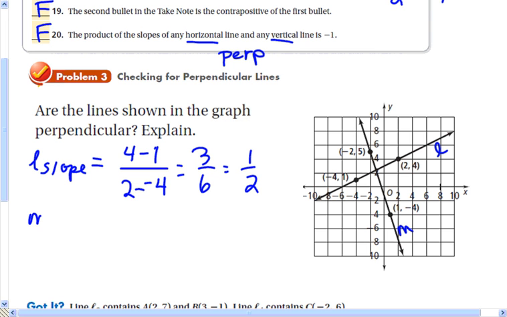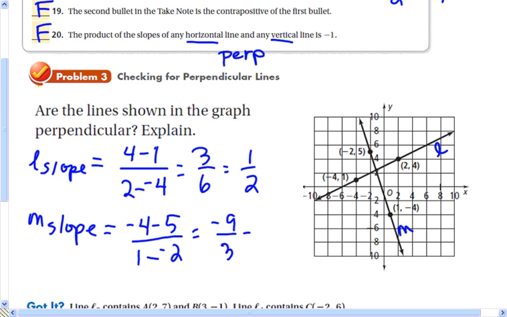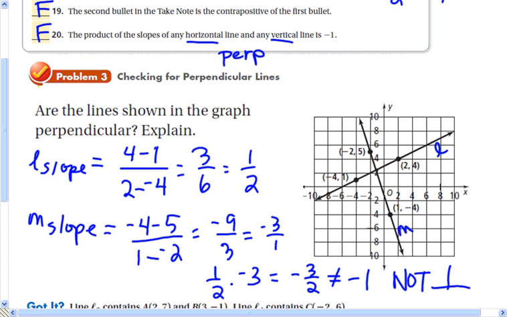So now we're going to find the slope of m, and that's equal to negative 4 minus 5 divided by 1 minus negative 2, which is equal to negative 9 over 3, which simplifies to negative 3 over 1. And just to make sure, let's multiply those. I think we can see what's going to happen though. 1/2 times negative 3 is negative 3 over 2, which is not equal to negative 1. So the lines are not perpendicular.